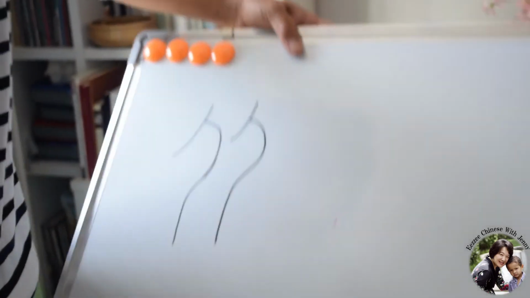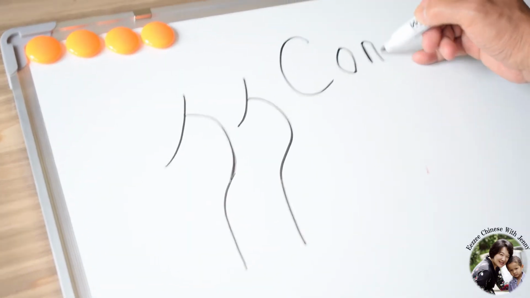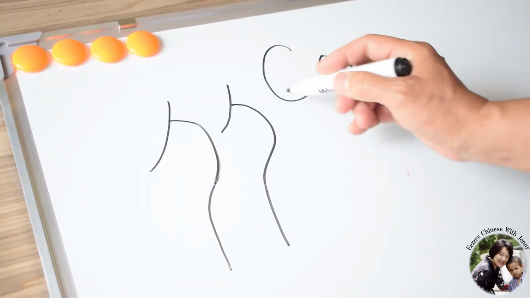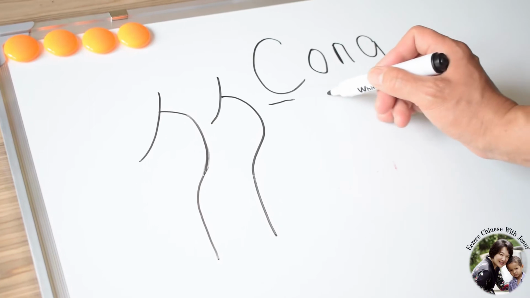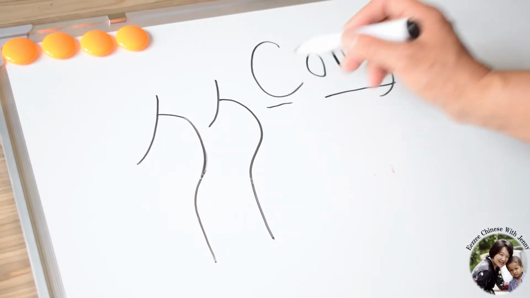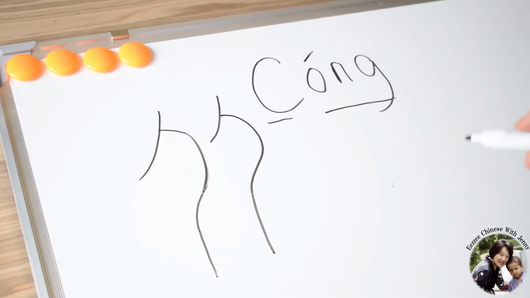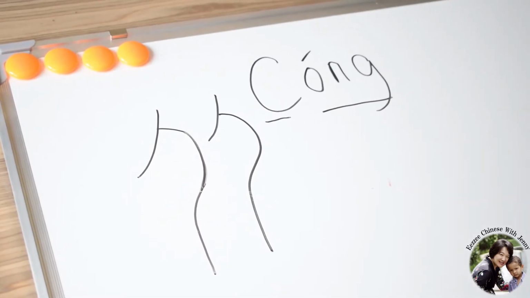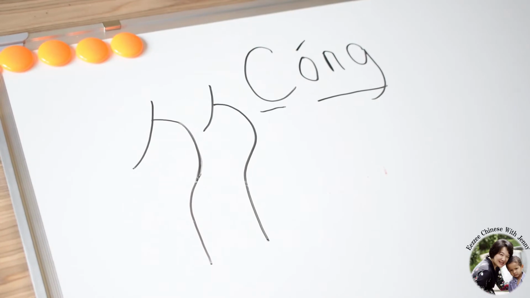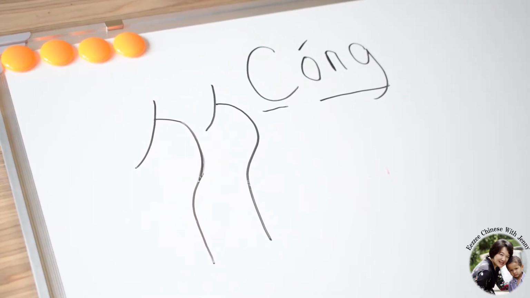Following. The pronunciation: C is the consonant, the vowel is ong, C, ong, and again it's a second tone, 从. 从 means following or follower.